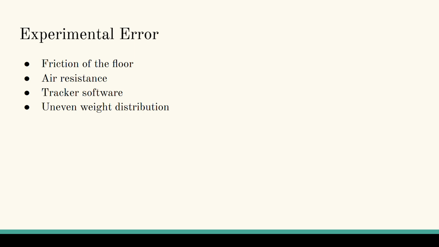And then, speaking of the center of mass, another experimental error could be uneven weight distribution, because the marker has an abnormal shape, and the cap and the body of the marker could cause the weight to be unevenly distributed, which could lead to an offset center of mass and an abnormal travel path for this marker.